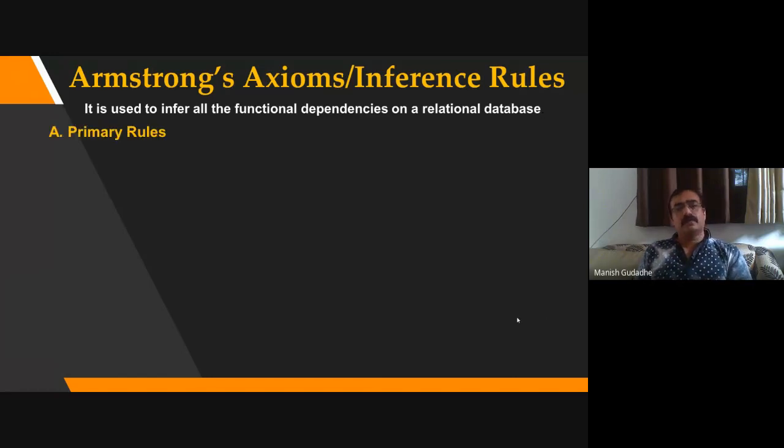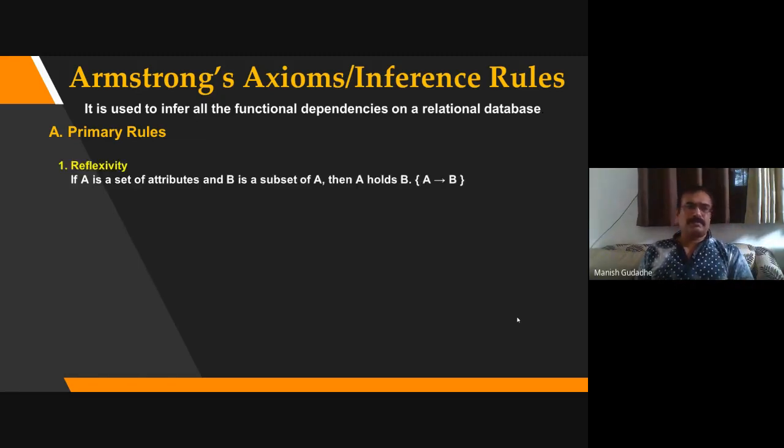There are 3 primary rules that we are going to see. This is not complicated. These are the same algebraic things which we have already seen. So it's not rocket science.